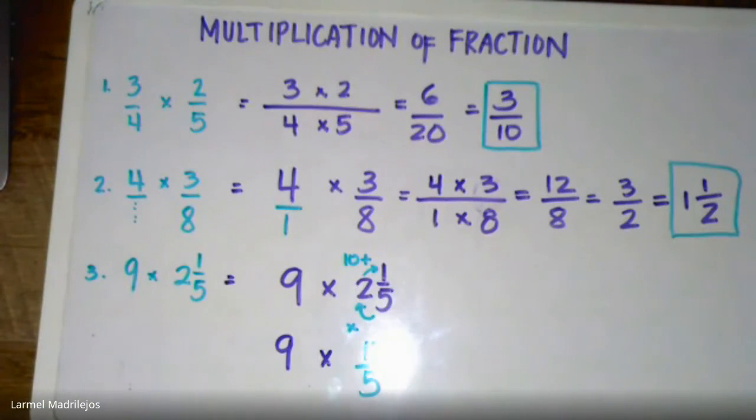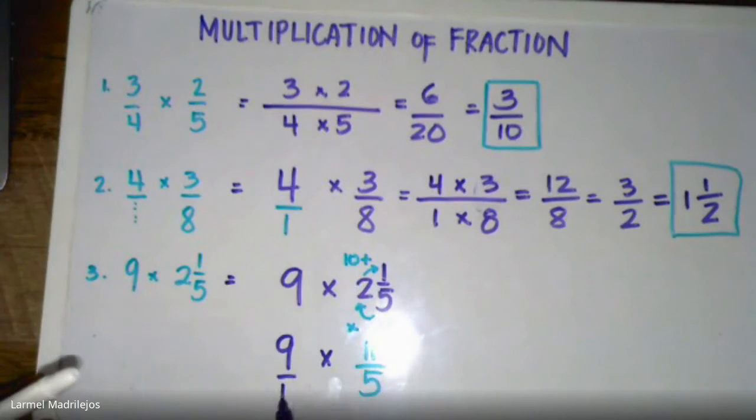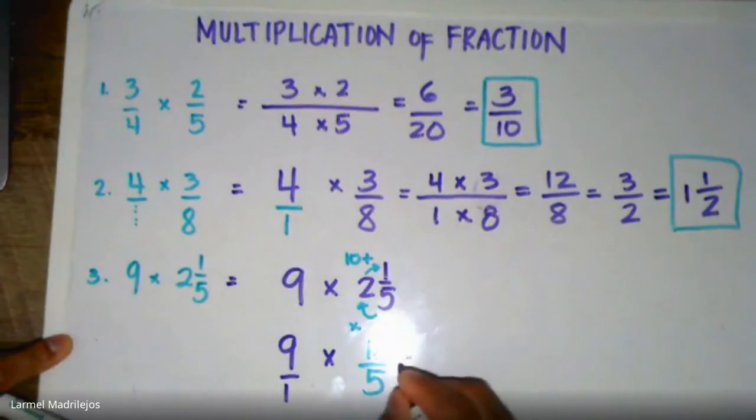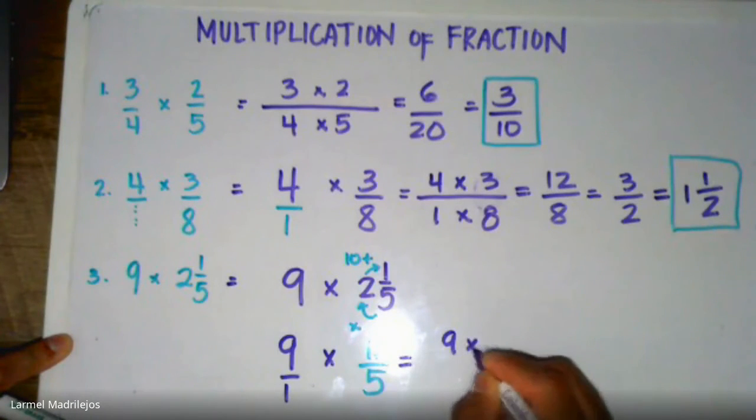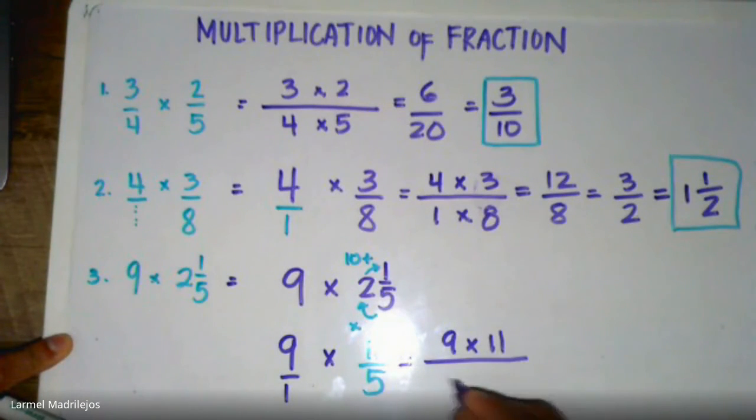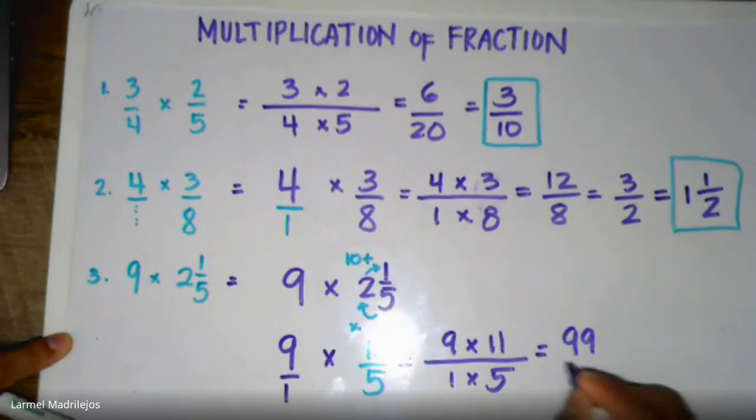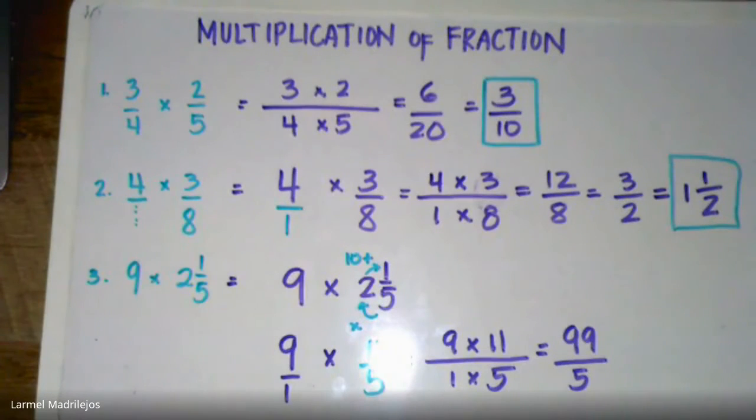Let me rewrite this here. Okay, now, don't get lost again. The fraction of 9 is 9/1. So we can start multiplying. 9 times 11, that's my numerators. 1 times 5, that's my denominators. 9 times 11 is 99. 1 times 5 is 5. Oh, that's a big number, 99/5. What we're going to do is simplify.